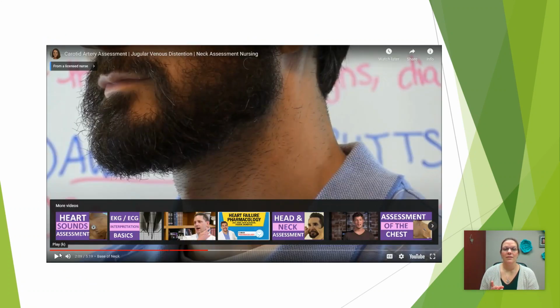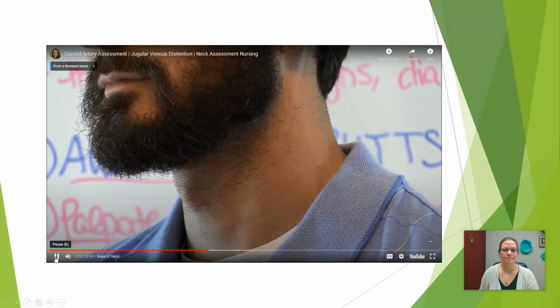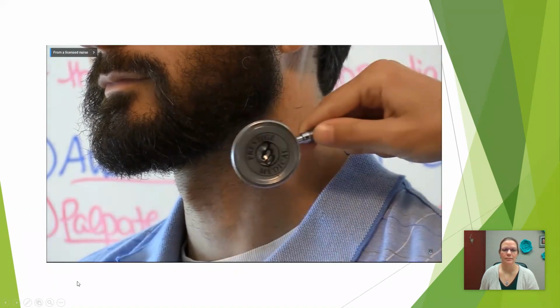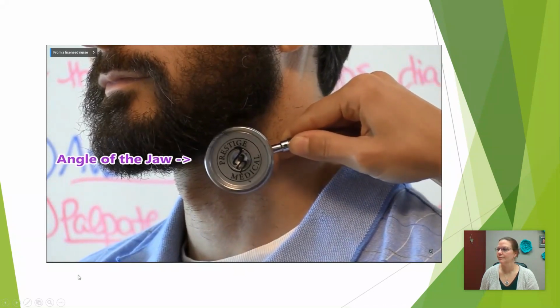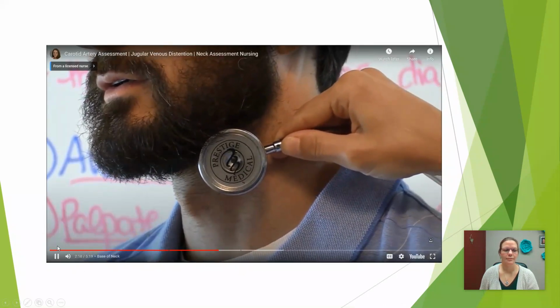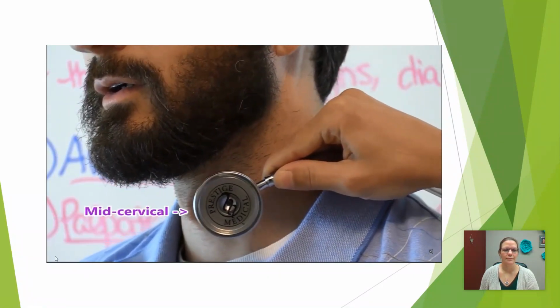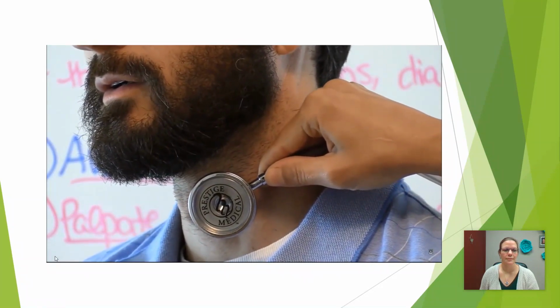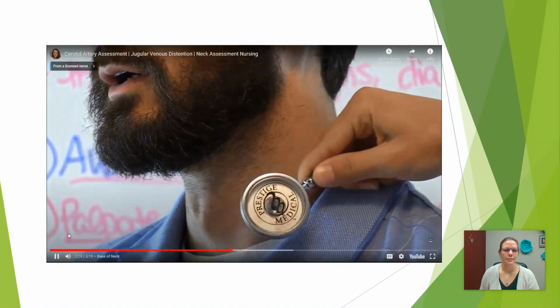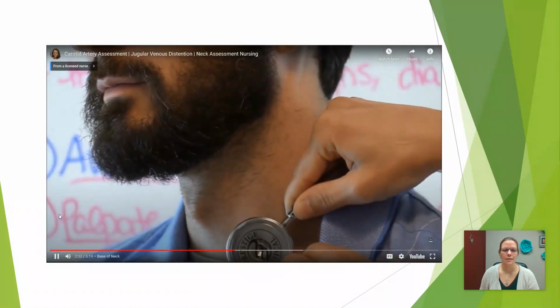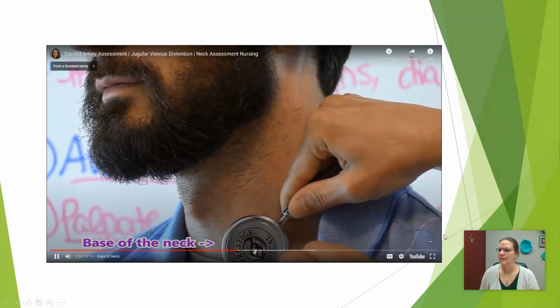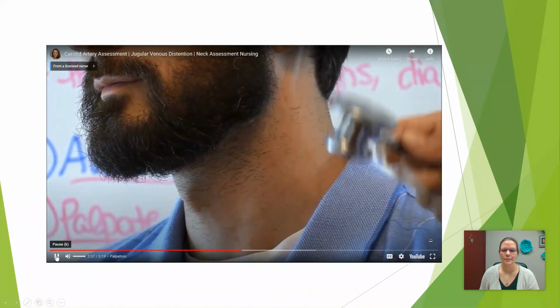Okay, so first let's go at the angle of the jaw. Okay, take a breath for me and exhale. Okay, take a breath for me and exhale again. Okay, again. Okay, and that sounded great. And then you're just going to compare sides and repeat on the other side.